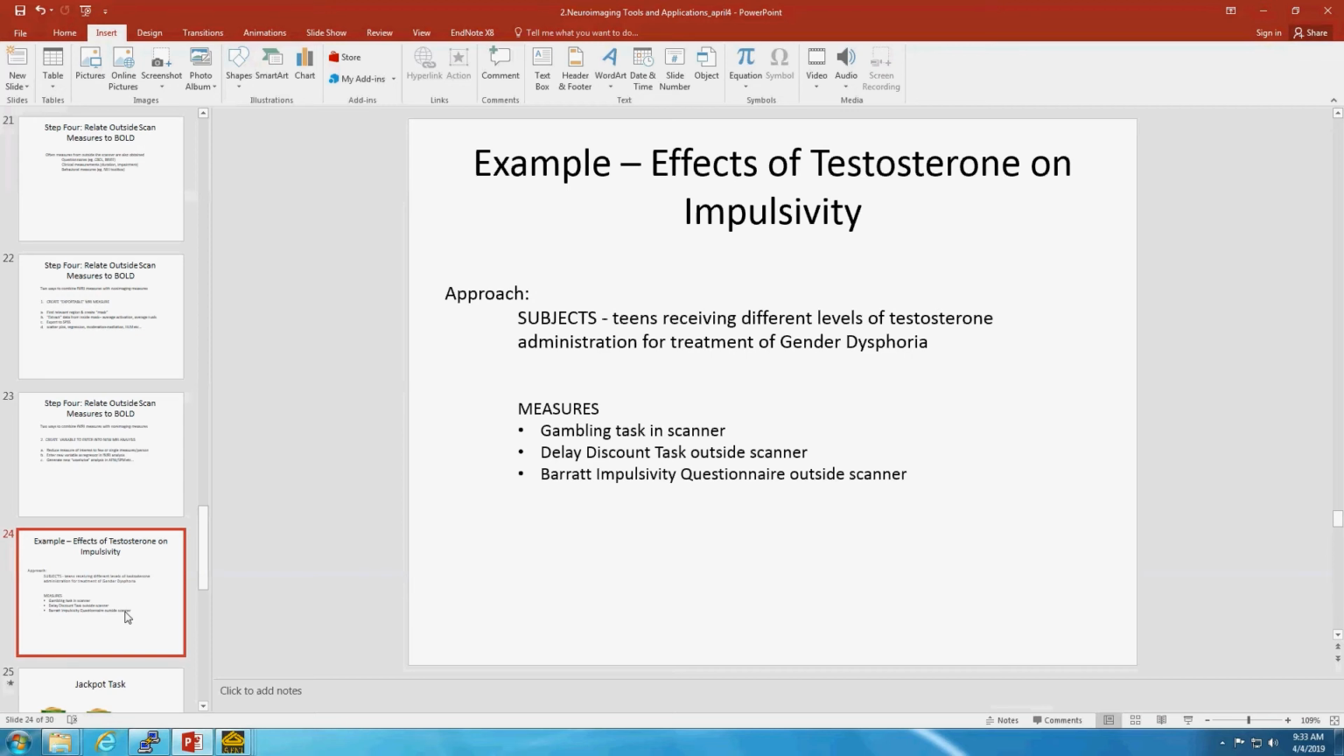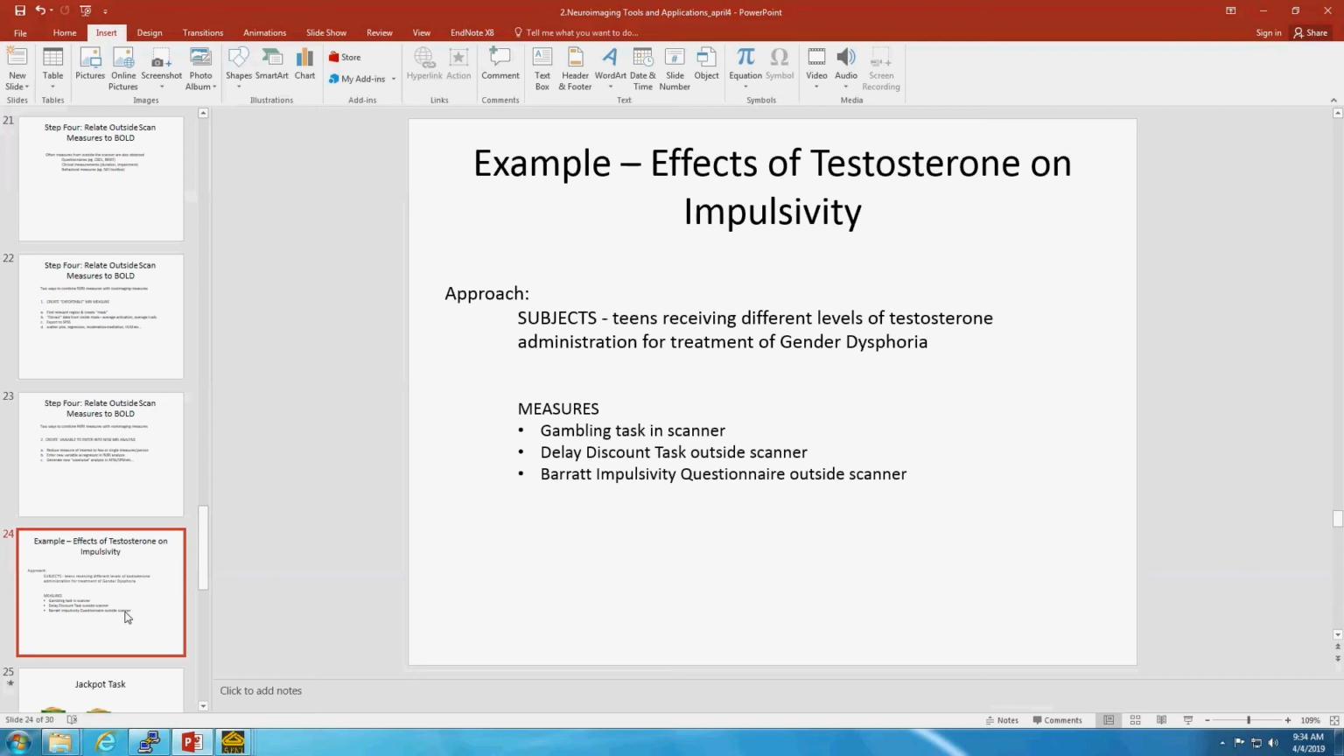And impulsivity and risk-taking are some of the things that change across adolescence. So we did a couple of things here. We have three measures. One is inside the scanner, where we have people do an established, standard task. It's a gambling task. Then we also have them do a couple of things outside the scanner. One is a delay discounting task, and I'll explain that in a second. And then the third is a standard impulsivity questionnaire.